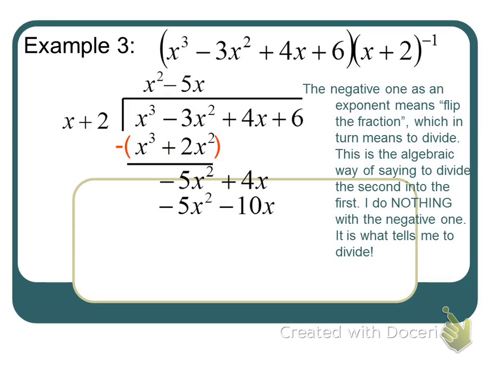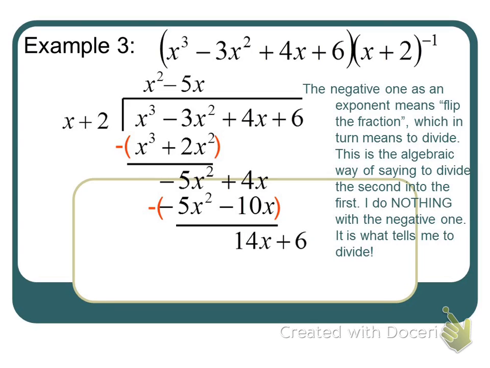Subtracting that now is going to change both of those to positives, right? So when you subtract that, it's going to be plus 5x squared and plus 10x. So 4x plus 10x is 14x. Then bring down the next term, which is a plus 6.